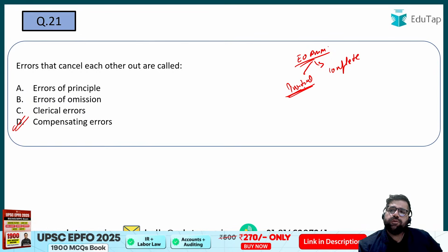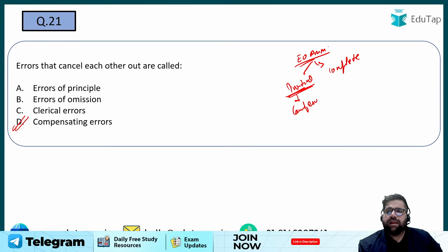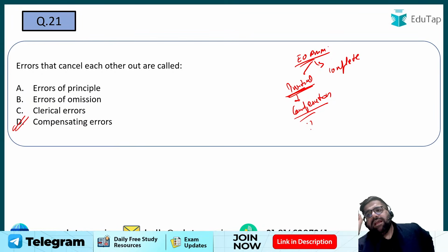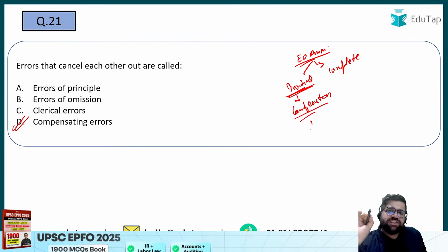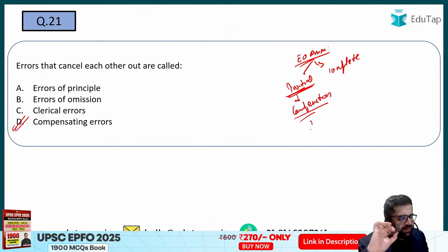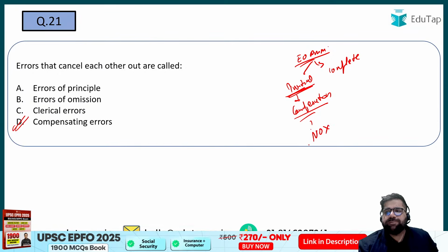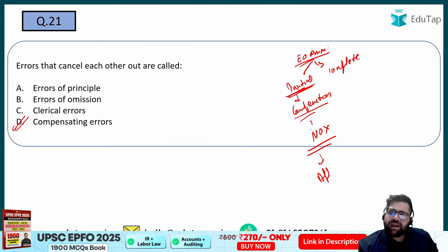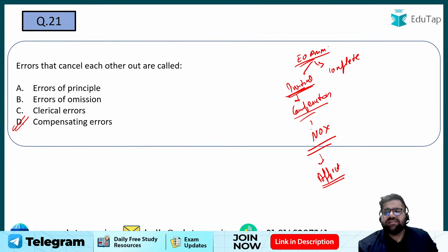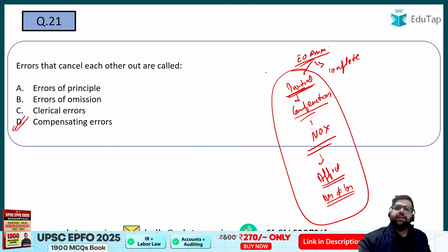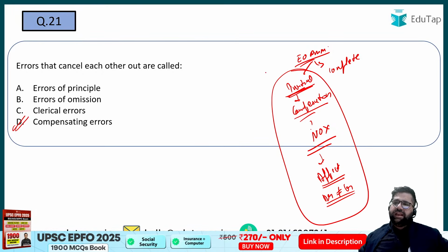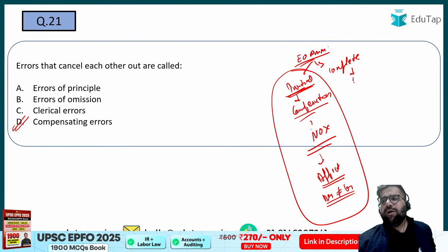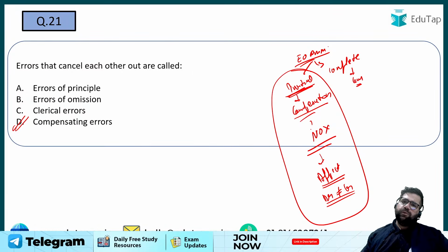Can I say that partial omissions will be compensating in nature? Yes or no? Simply tell me. The answer will be no, because partial omissions will affect my trial balance. They will definitely affect my trial balance, and that will cause debit to not be equal to credit. Right? So remember, for partial this rule was not applicable, but for complete, yes, then it will be called a compensating error.